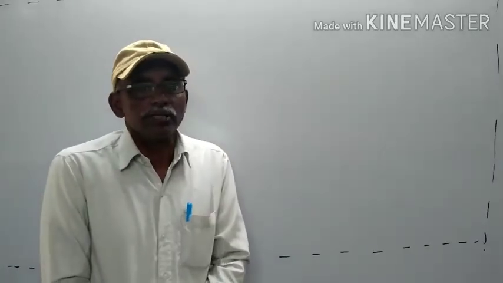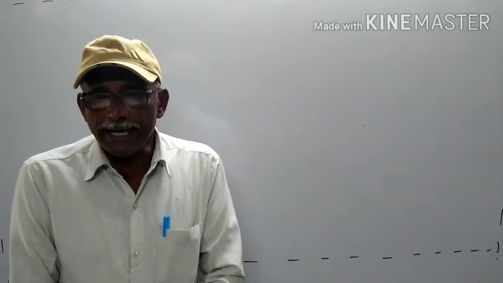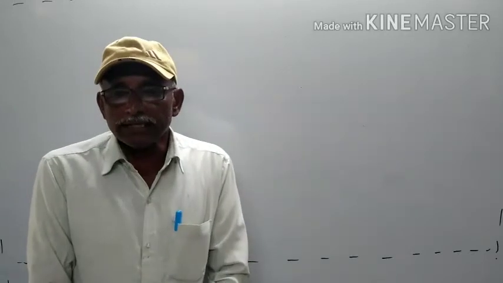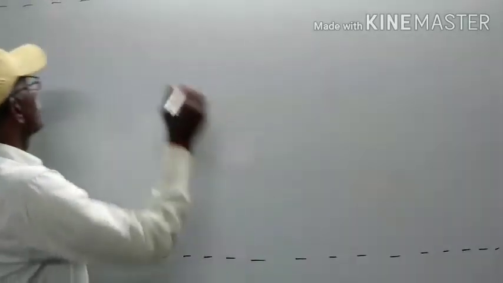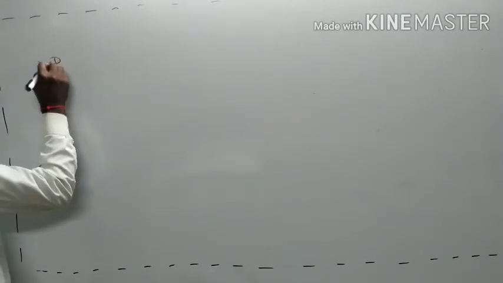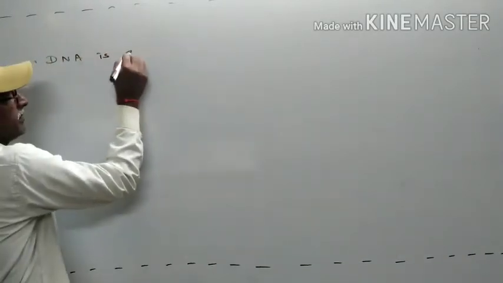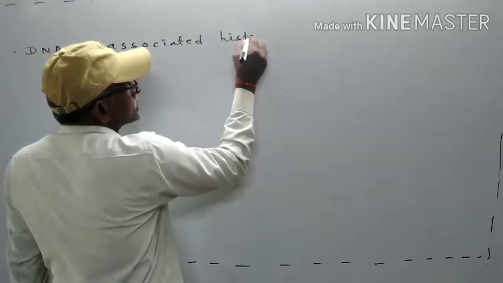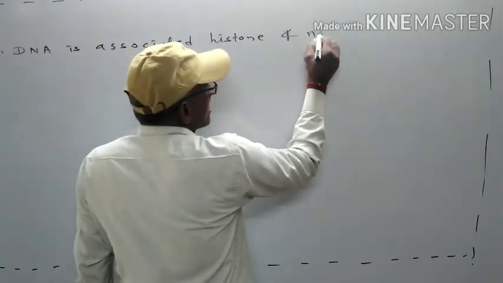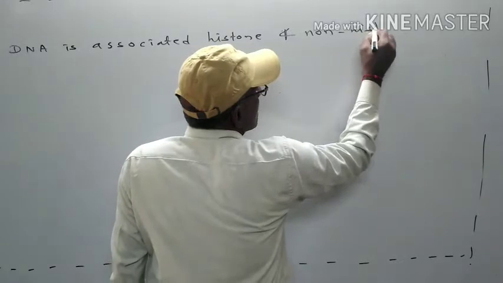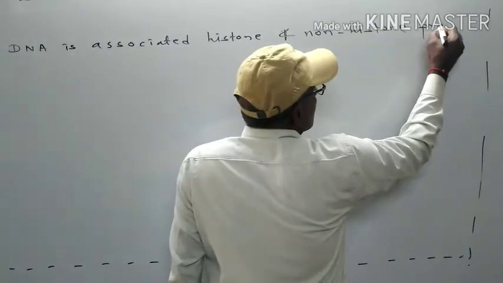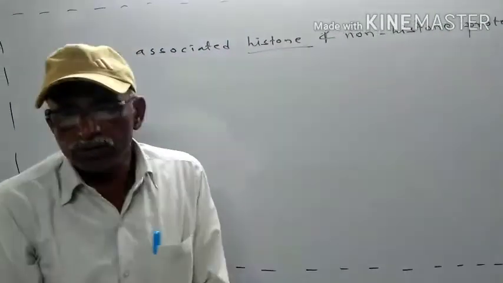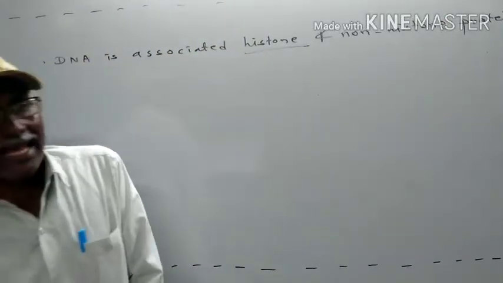The DNA that is present in the nucleus is associated with histone and non-histone proteins. These histone proteins are rich in lysine and arginine.